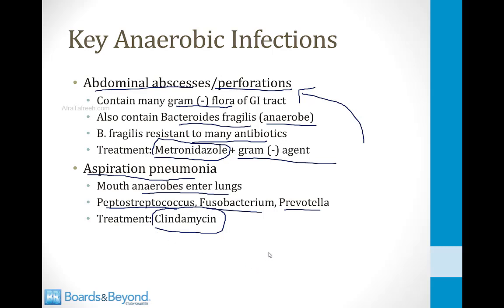We say that you use clindamycin for anaerobic infections above the diaphragm, and the lungs count as above the diaphragm. And you use metronidazole for anaerobic infections below the diaphragm like abscesses or perforation. And these are probably the two most important clinical scenarios where anaerobic bacteria play a role, and you should definitely know about these two situations for Step 1.